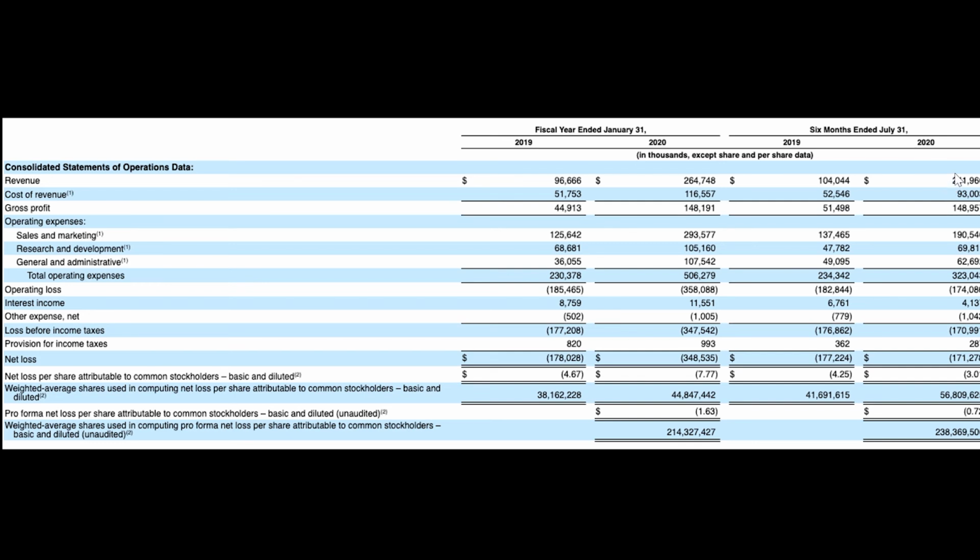And a big point I want to highlight over here is if you look at the line item for sales and marketing, it goes from 2019 to 2020, it does 125 to 293, and then for the 6 months ending July 31st, it's 137 and 190. So effectively, they've spent less in sales and marketing, but if you look at revenue, it's almost the same, which is a huge, great trajectory for Snowflake.